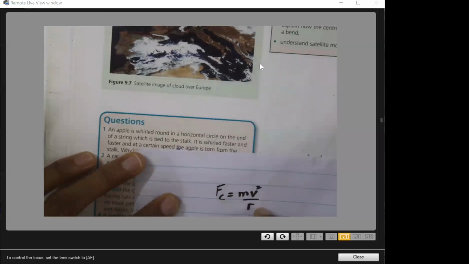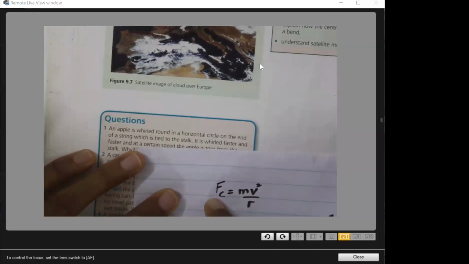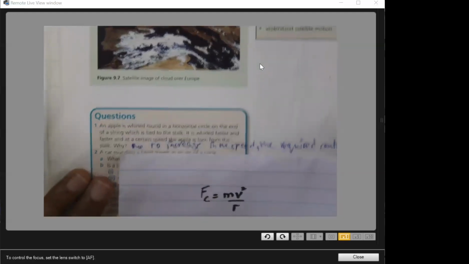So you're going to give reference to this equation. They would like it a lot if you write this equation and say that because velocity is a very important factor affecting the centripetal force, as the speed increases, the centripetal force increases so much that the stalk eventually breaks away.